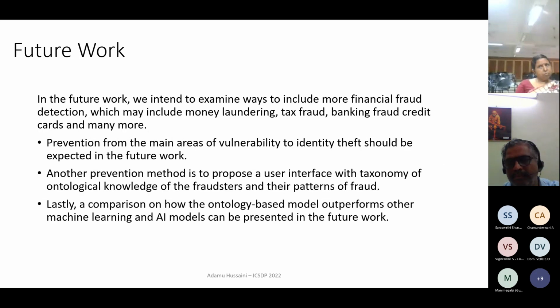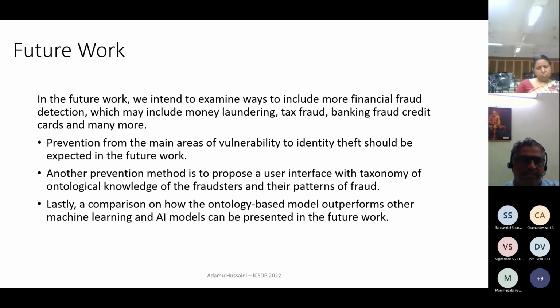Also in this work, we are going to implement some possible future work, one of which is expanding the work not just on phishing detection to other various financial fraud activities. As we have in our fraud ontology, we have so much fraud detection knowledge, including banking, tax fraud, telecommunication fraud, and other forms of identity theft fraud.